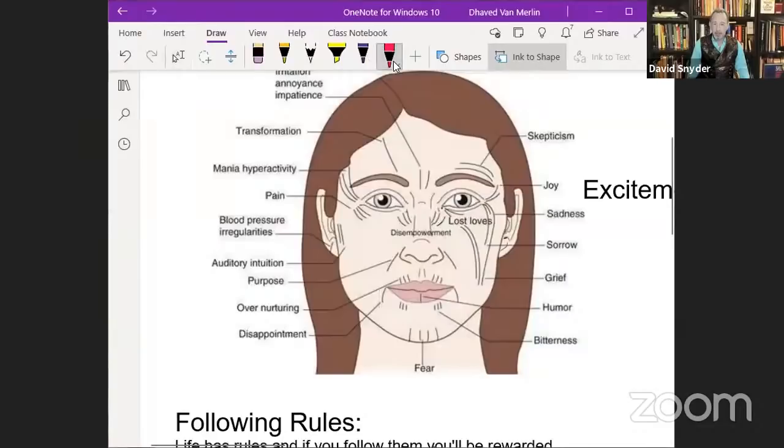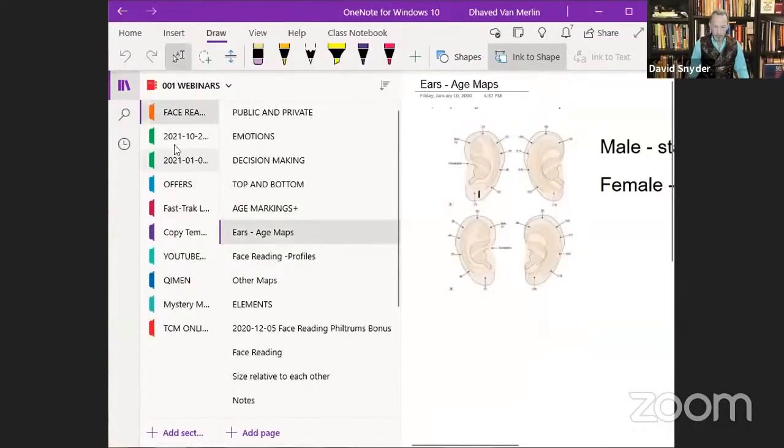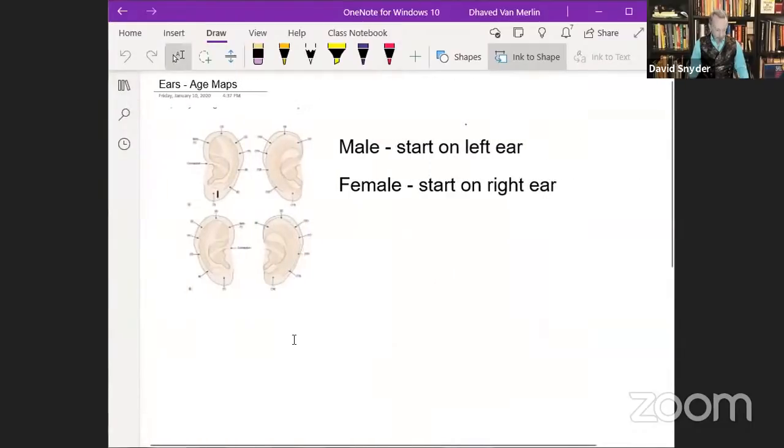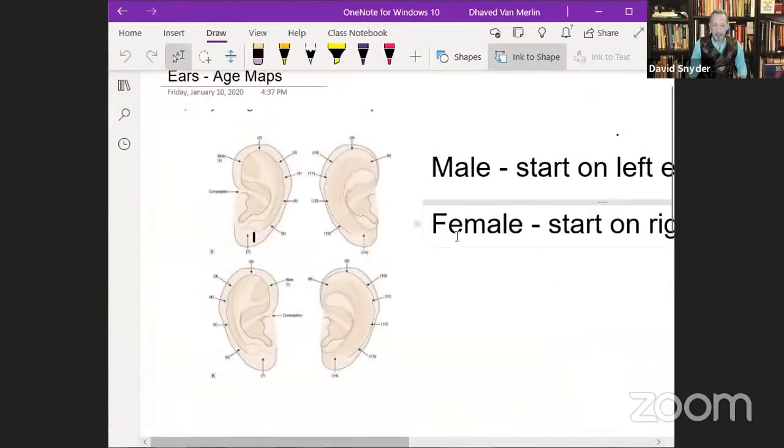Now, some of you, if you look at your head from the side, you may notice right in front of your ears are these little lines. And let me go to a different picture and show you this. Now, we're not talking about age markings yet, but these are maps of the ears.